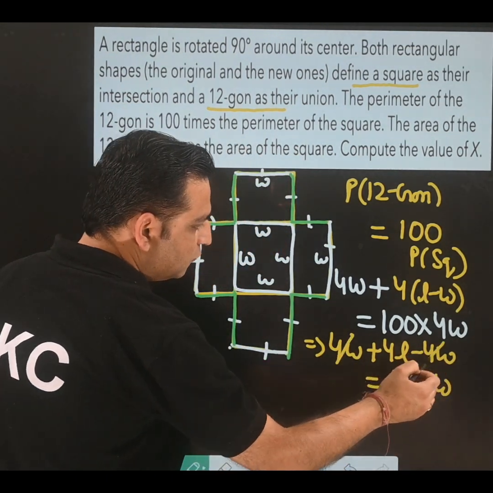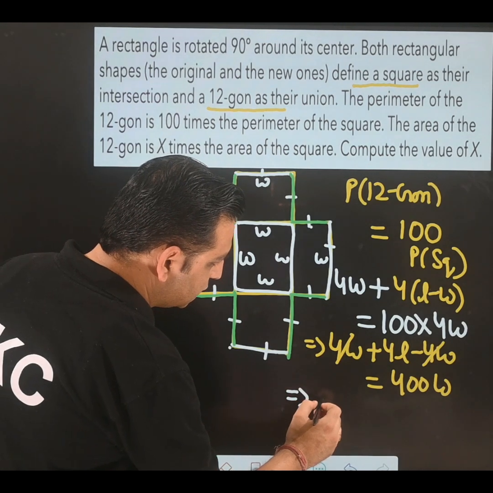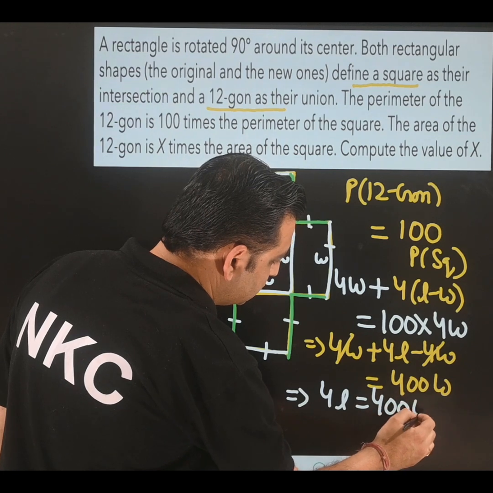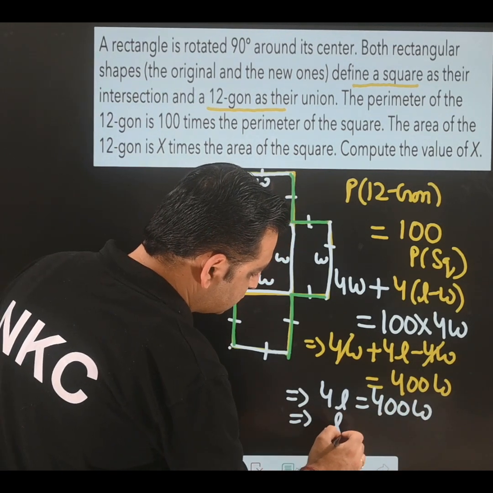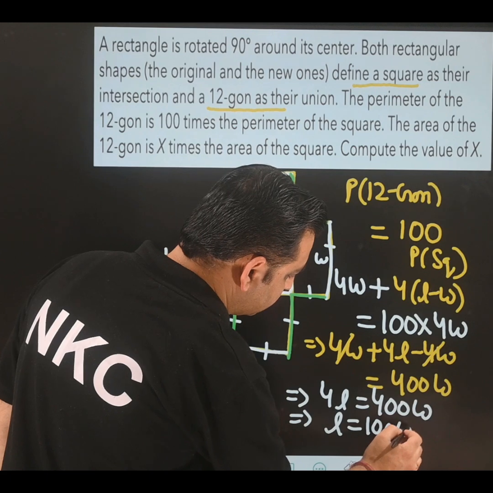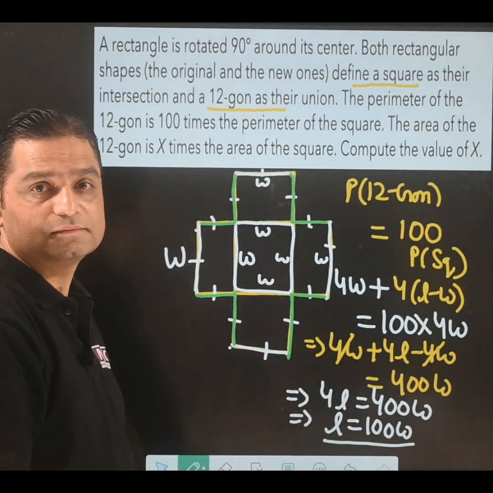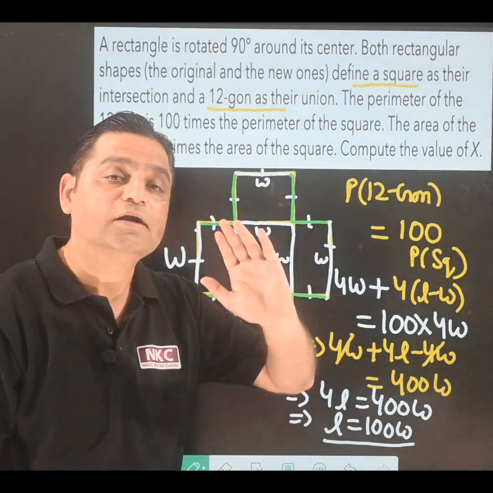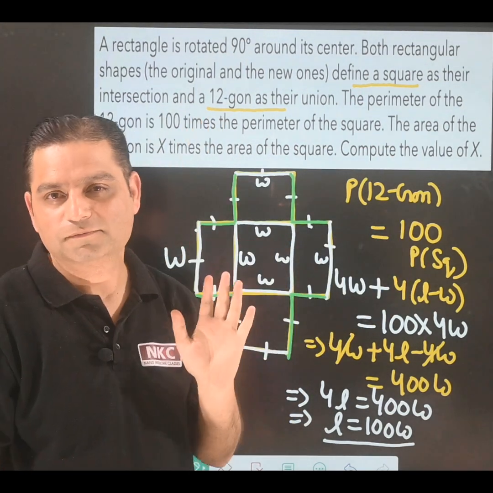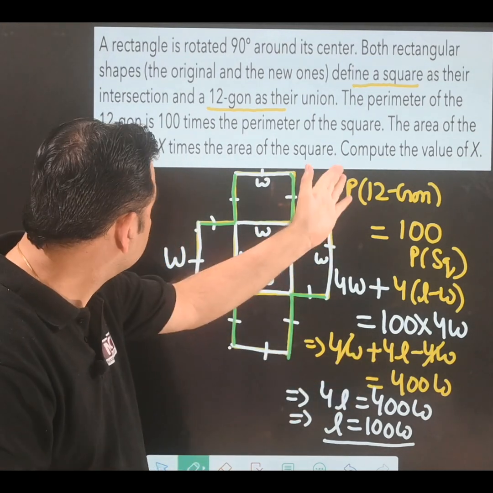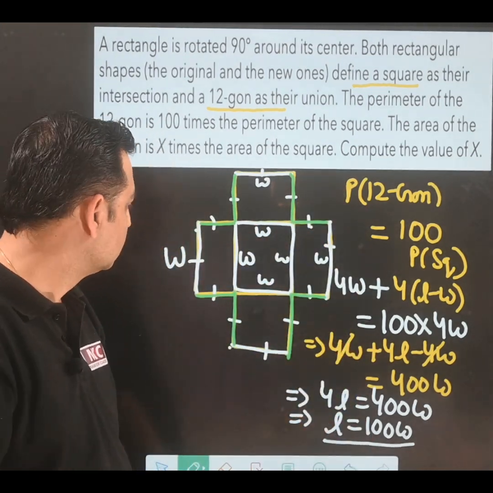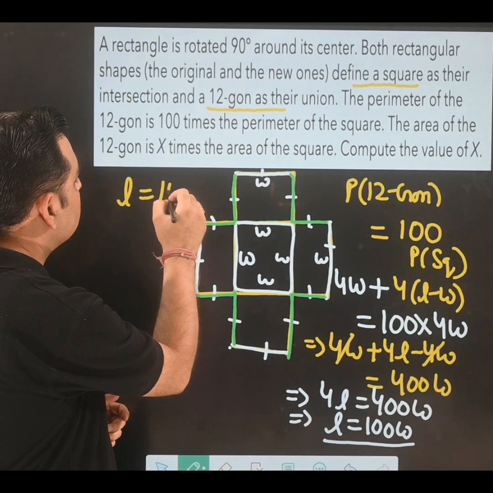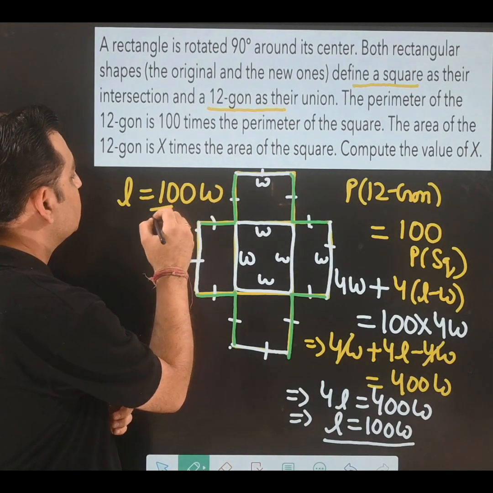This 4W and 4W cancel, so we get 4L is equal to 400W, and finally I am getting a relation that L is equal to 100W. This is a very important relation. Whatever the width is, length is 100 times width. This is a very important result, and I am writing it here. L is 100W.